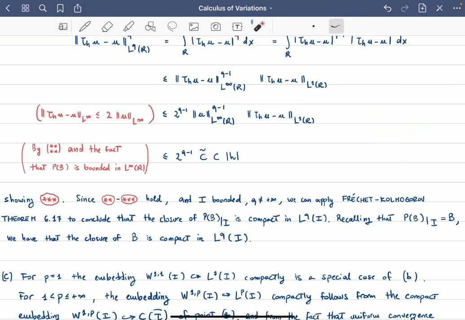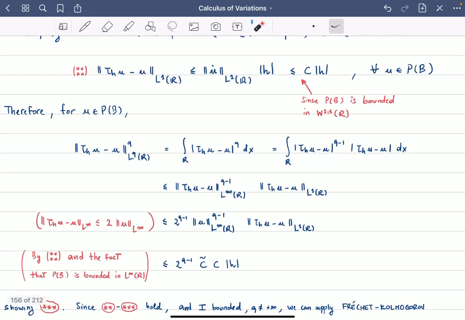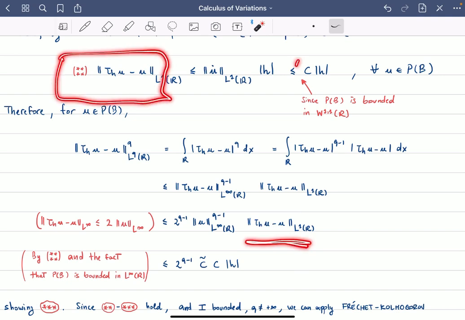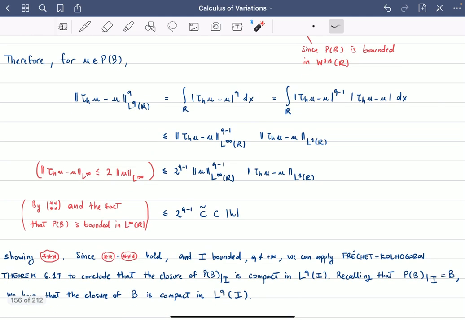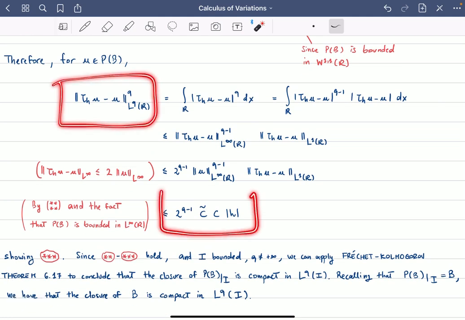Okay, so we arrived at this point, and now remember that by 4, first of all, this one can be bounded by c times h, which is what we have here, because we're considering functions u in P of B. And this stays the same, clearly. And we remember that P of B was also bounded in L infinity, so here we can just replace this with a constant c tilde. And so this estimate here, this one less or equal than this one, shows triple star.